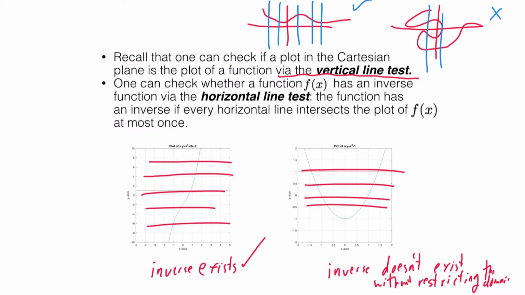If I had, for example, only looked at this function for x greater than or equal to 0, I wouldn't have a problem with the horizontal line test. But because I allow for a full domain, there are points that get sent to the same output, which will have a problem for the inverse function. So let's just look at a few examples.